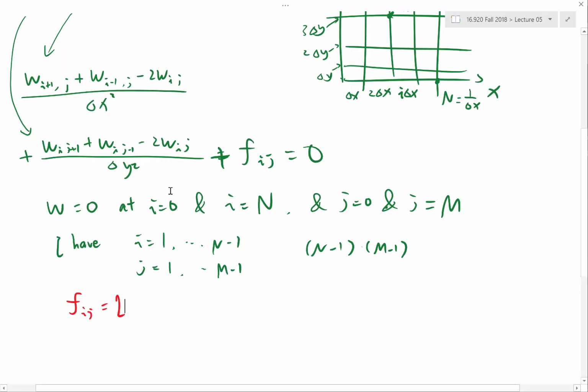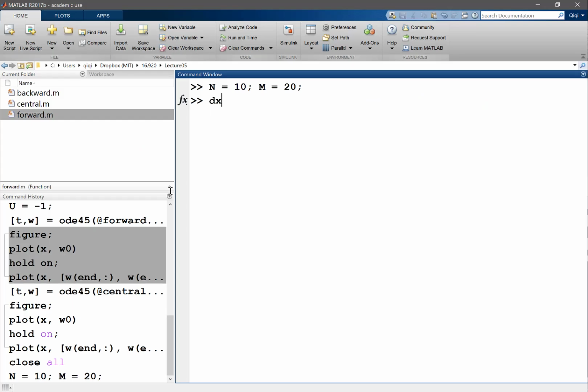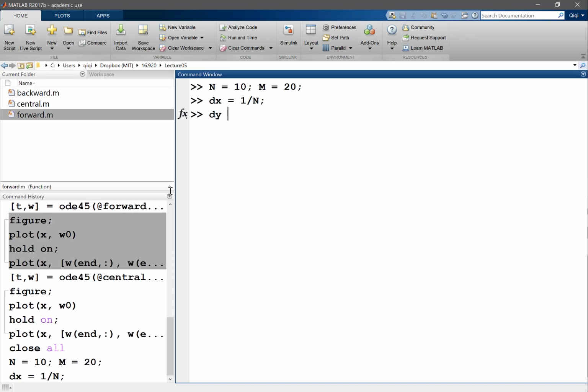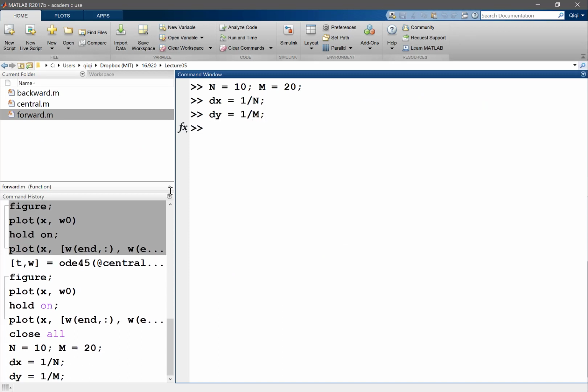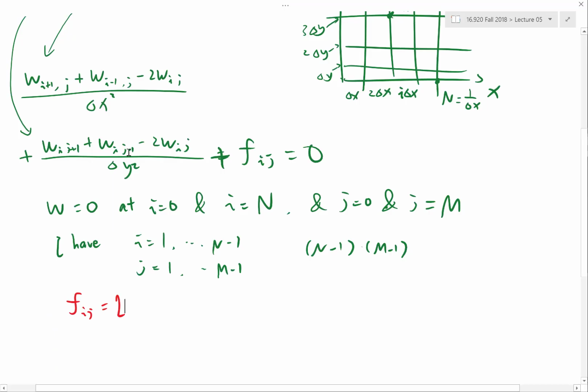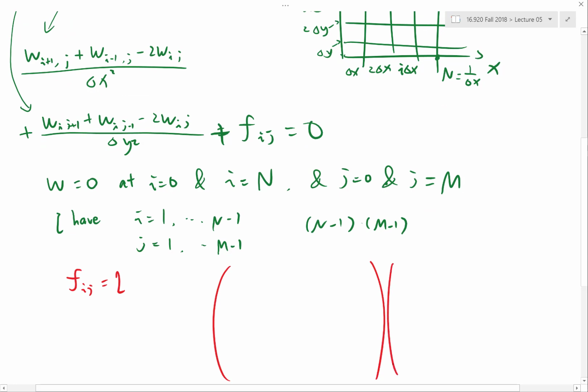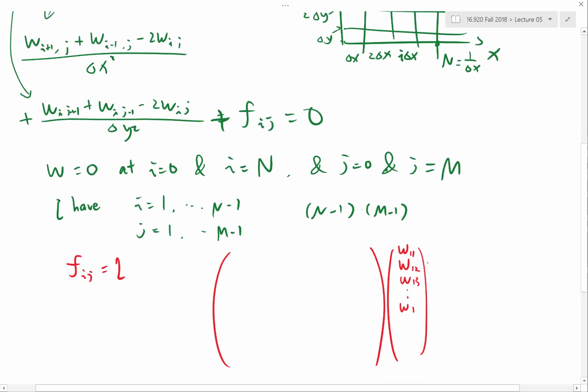So my delta x and delta y, they are both equal to 1 over n and 1 over m, okay? So here, the first thing I need to do is to form these equations into a linear system. And before I do that, I have to order my unknowns. Right now, my unknowns are in 2 dimensions. I now have to order them into a 1-dimensional vector. So let's start with W11, W12, W13, etc., all the way to W1m.